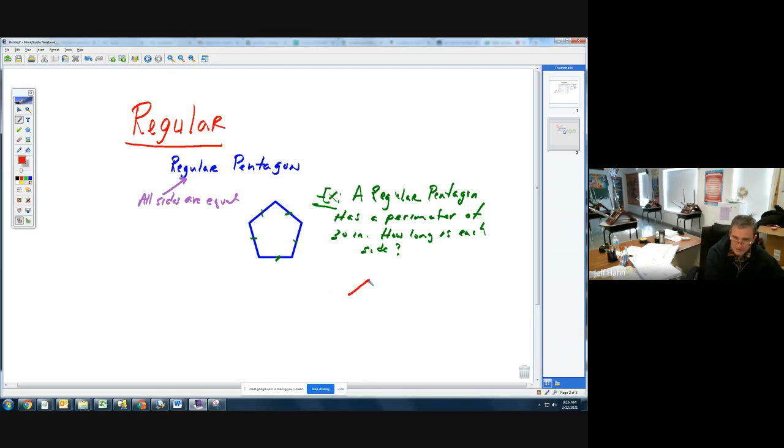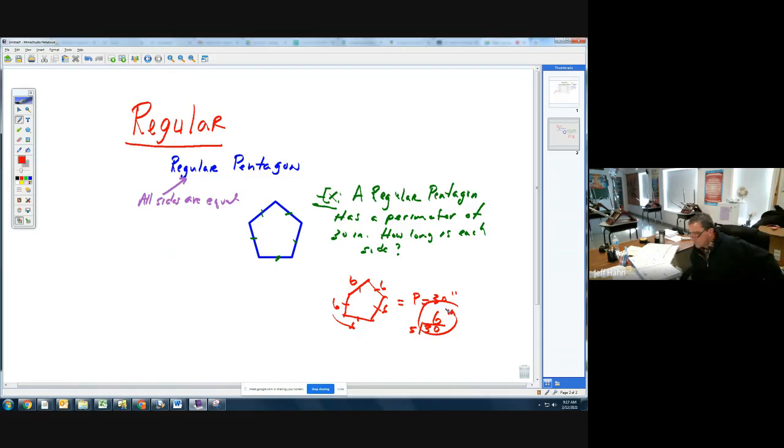So we've got our pentagon, and we'll try to draw it as a regular one. Not very good. Okay, but each one of these is equal if the total perimeter equals 30 inches, and you know it has 5 completely equal sides. That means if you take 30 and divide it by 5, you are going to get how long each side is. And there it is. Each side would be 6 inches long.